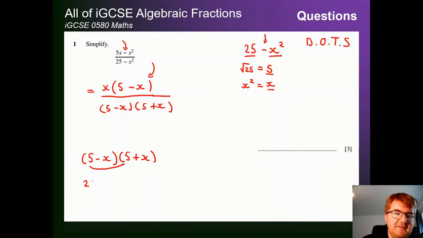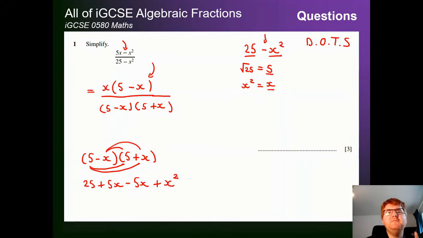5 times 5 is 25. 5 times x is plus 5x. Minus x times 5 is minus 5x. Minus x times plus x is plus x squared. And you may be thinking here, well, that's not the same as the denominator. It's quite different. Notice there's a cancellation. We have a plus 5x here and minus 5x here. That then cancels. This should be a minus, by the way. Well spotted if you notice that, because minus x times plus x is minus x squared. Notice that leaves us with 25 minus x squared. So we do get the denominator.